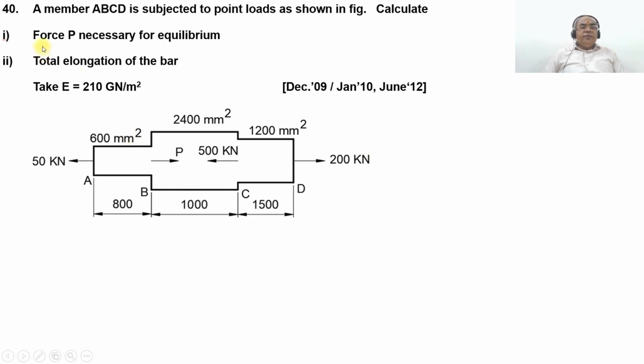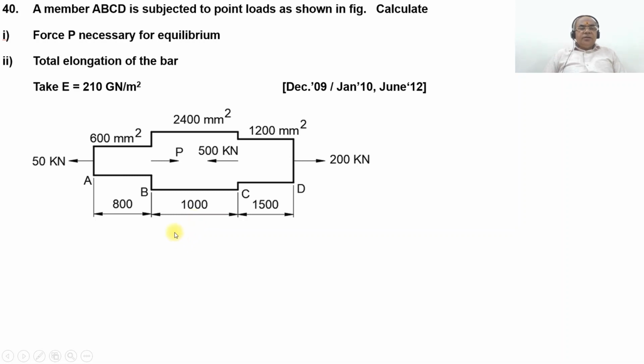Now first we need to find the force P necessary for equilibrium. The condition says that for equilibrium, the load acting on the left hand side should be equal to the load acting on the right hand side. So the left hand side loads are 50 kilonewton plus 500 kilonewton, which will be equal to the right hand side, P plus 200. Take 200 to the left hand side, that means 550 minus 200 gives you 350. So P will be equal to 350 kilonewton.